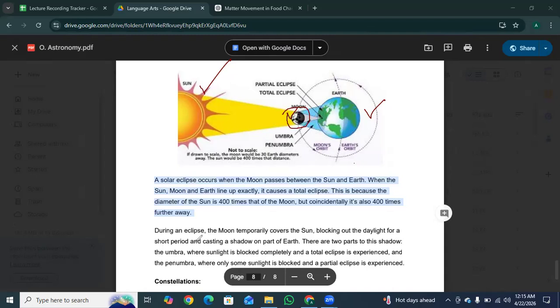So, during an eclipse, the moon temporarily covers the sun, blocking out the daylight for a short period and casting a shadow on part of the earth. There are two parts to this shadow: the umbra, where sunlight is blocked completely and a total eclipse is experienced, and the penumbra, where only some sunlight is blocked and a partial eclipse is experienced.